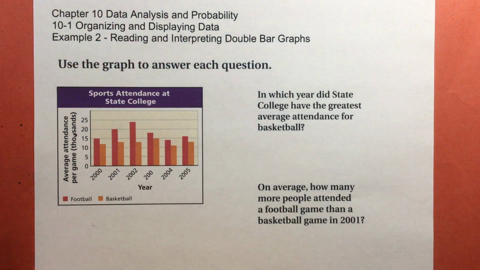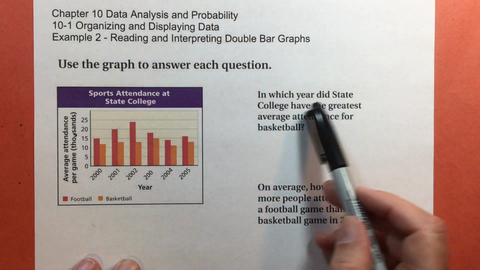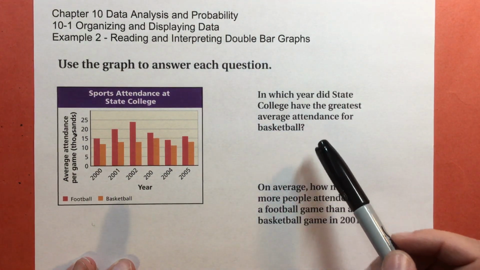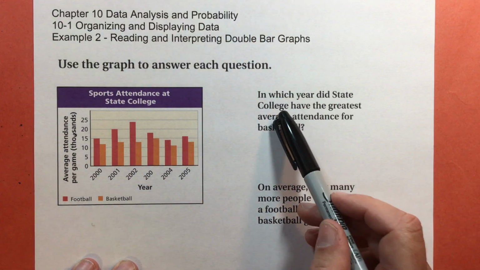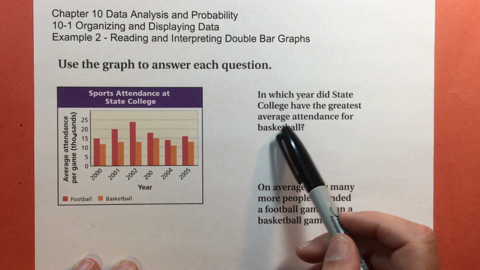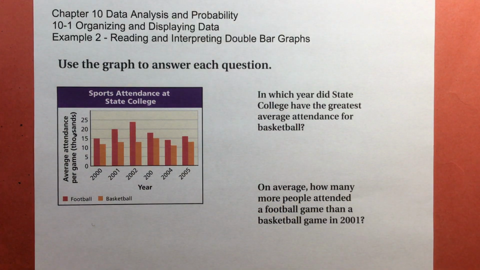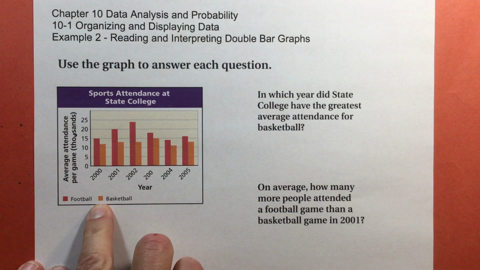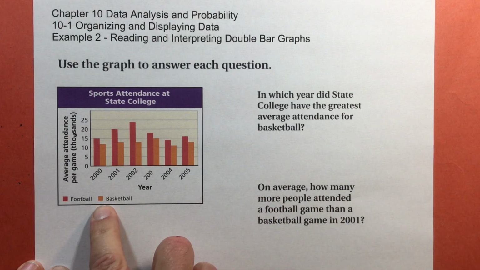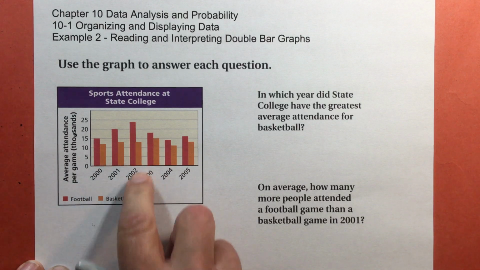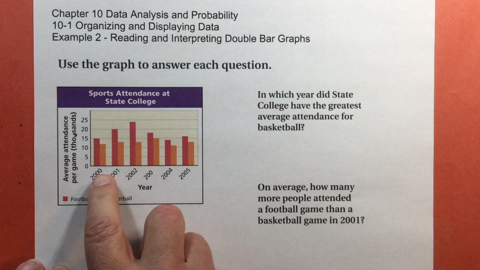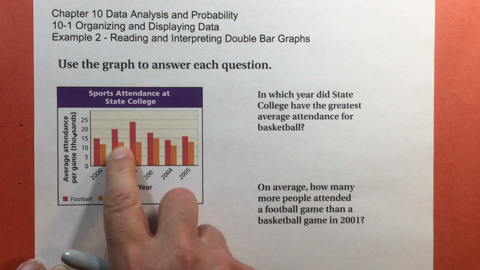Okay, let's answer the questions. In which year did State College, I guess they couldn't use a real college, in what year did State College have the greatest average attendance for basketball? So what am I doing? I'm looking at just the yellow columns, and I want the greatest average attendance. So I want the bar, I said yellow, I'm sorry, I meant orange. I want the greatest orange bar.